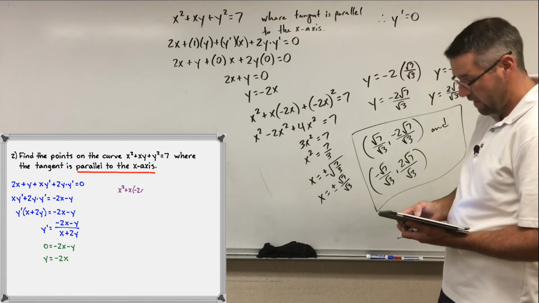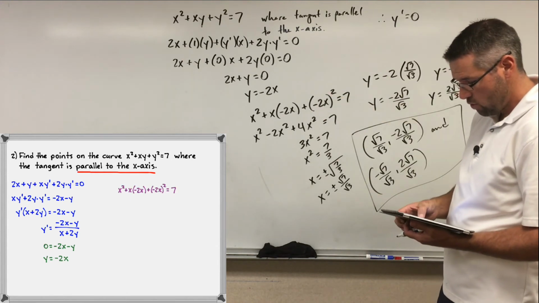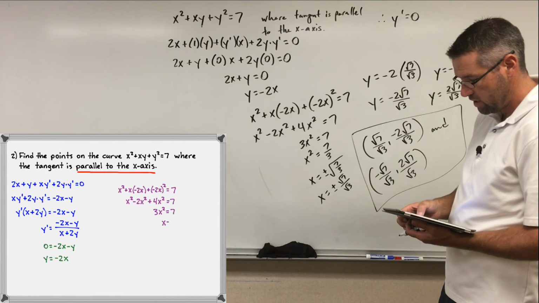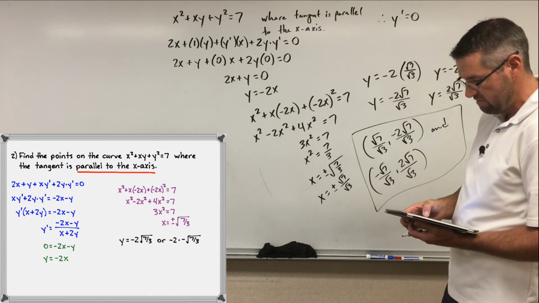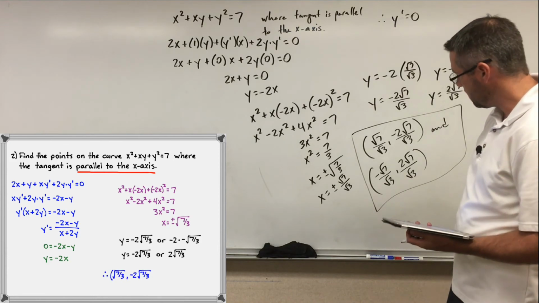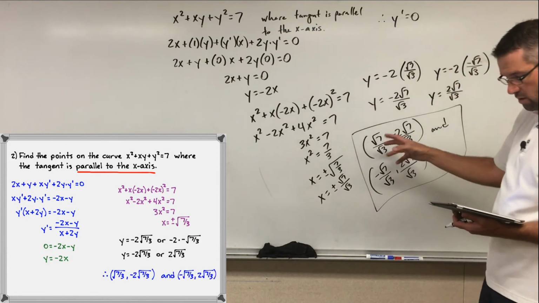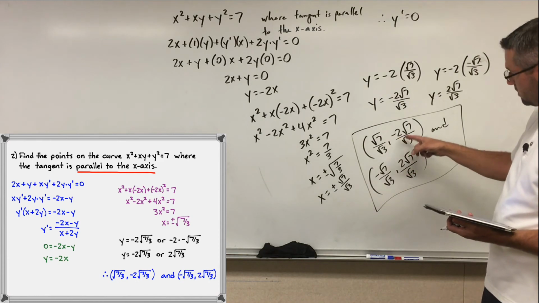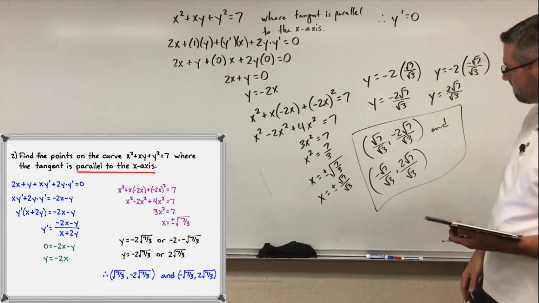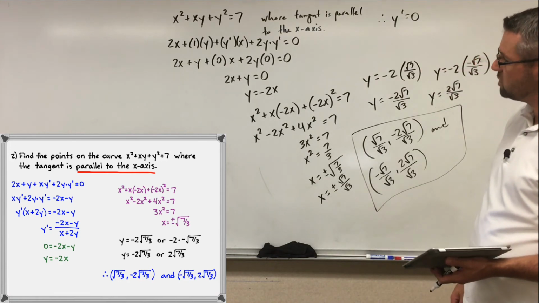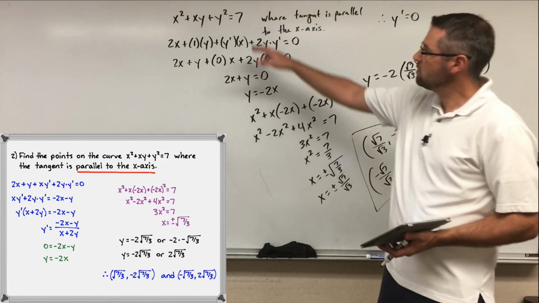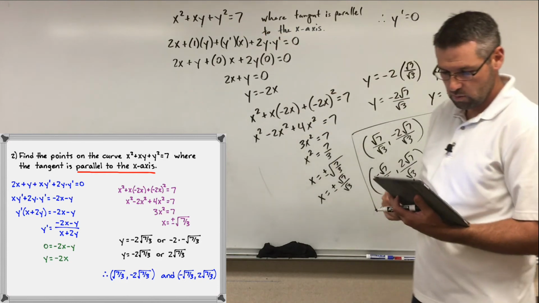So we end up with that equation, y equals negative 2x. We plug that into the original one, and we end up with plus or minus rad 7 over 3, and then the y values as a result of that. And so we end up with the coordinates of rad 7 over 3, comma negative 2 times rad 7 over 3. That's just another way of writing it. Okay, so that is an example of using implicit differentiation in a non-function relationship.